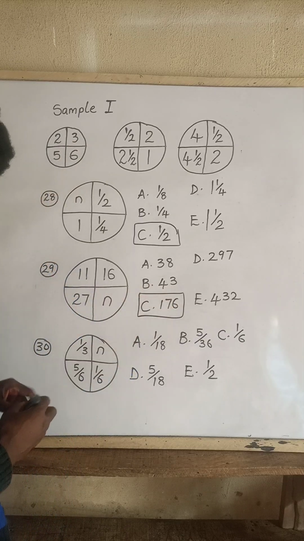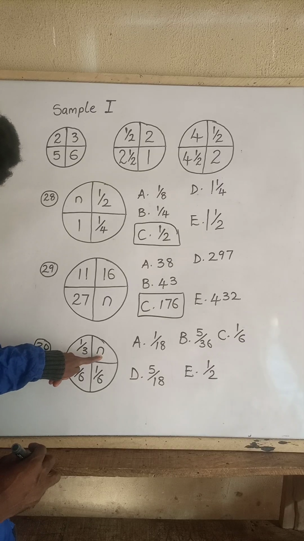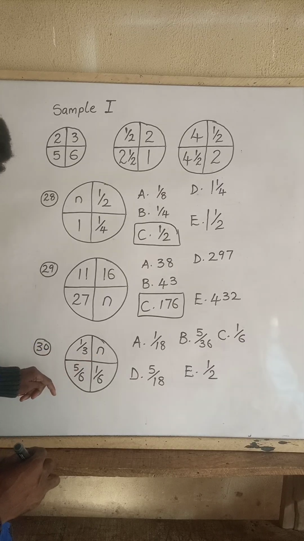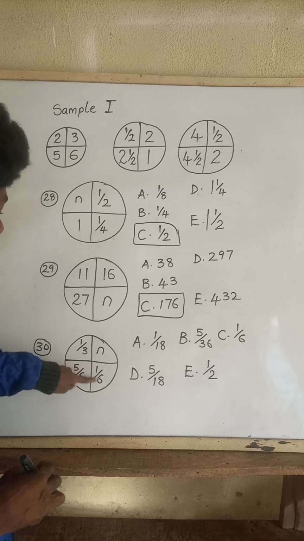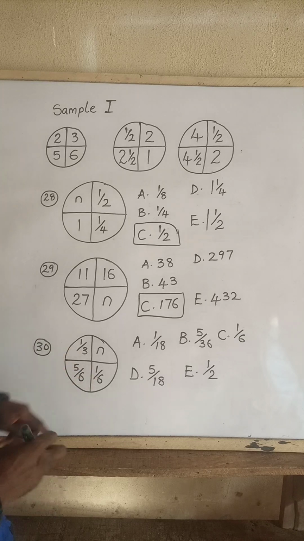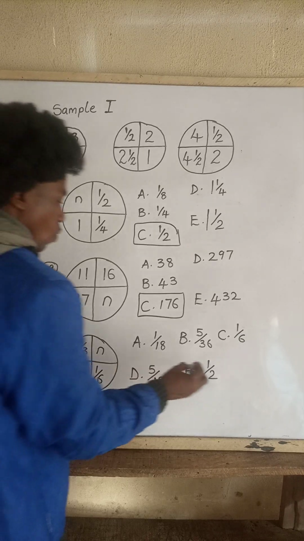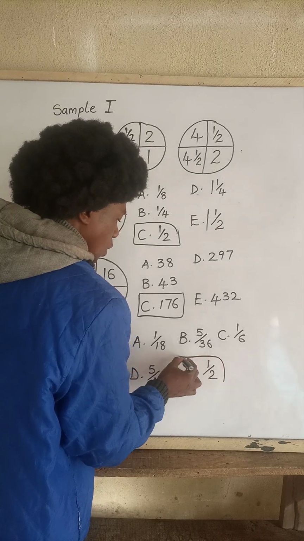Now we move to the last part of diet 3. This is the part that we are looking for. So we will do 1 over 6 divided by 1 over 3. It will give us 1 over 2, which is option E.